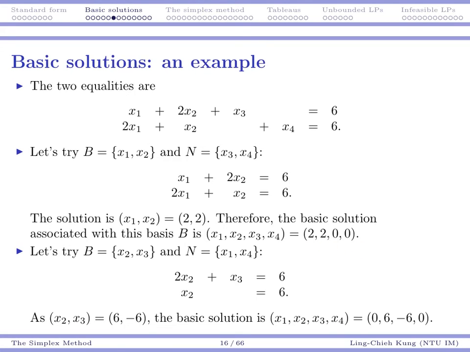Basic variables, non-basic variables. Or we may choose x2 and x3 as our basic columns, or basic variables, here. Then we remove x1 and x4. We solve the remaining system to get 6 and negative 6. That's going to give us our basic solution, where x1 and x4 are non-basic, so they are 0, and the basic variables are 6 and negative 6. And that's how we get another basic solution.